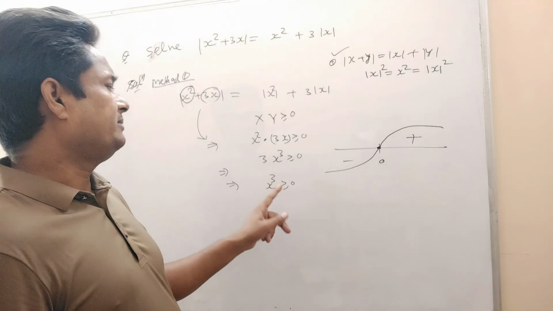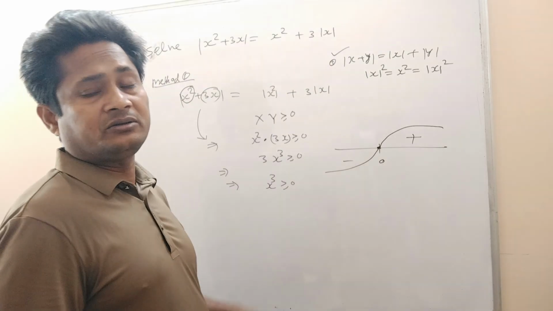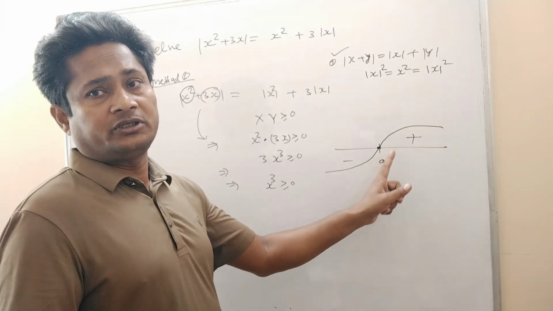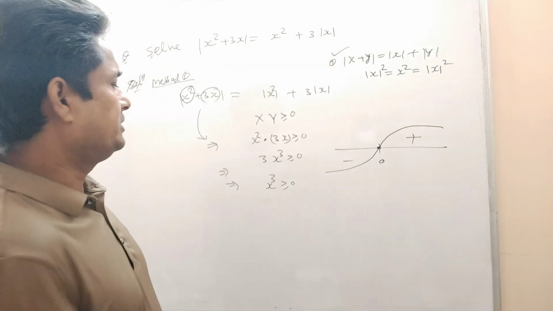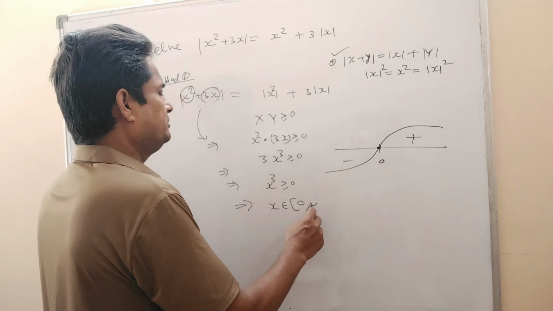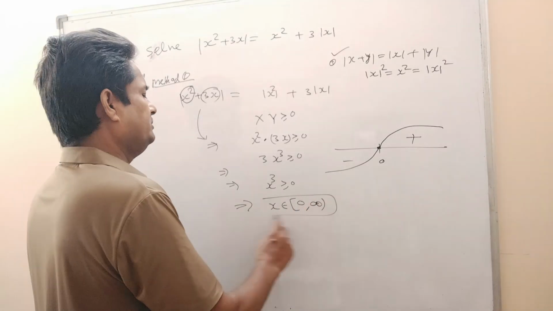So now we have to take solution for greater than or equal to 0. That means positive interval. We have to collect positive intervals. The solution of this one will be what? X belongs to 0 to infinity. So this is the final answer.